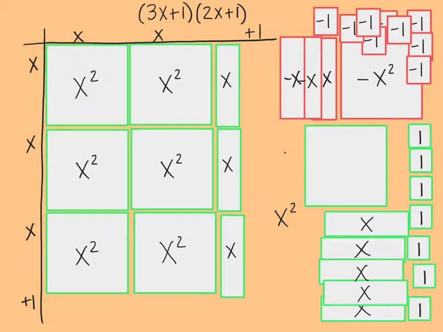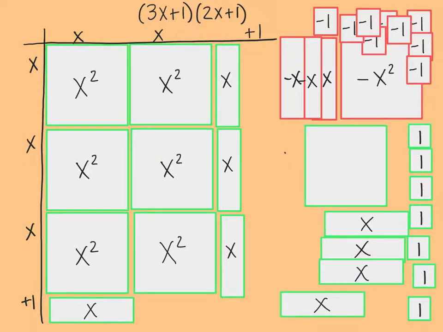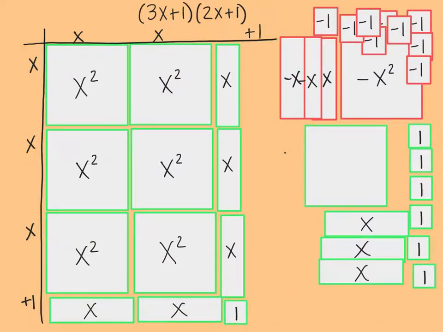I'm going to move this one out of the way. There we go. All right, then our next section down here, moving along, we have 1 times x, and so that gets us again a positive x. And then down here, 1 times x, again, another positive x. And then lastly, this section here, we have positive 1 times positive 1, which equals positive 1. All right, so let's see what the area is of this entire space here.